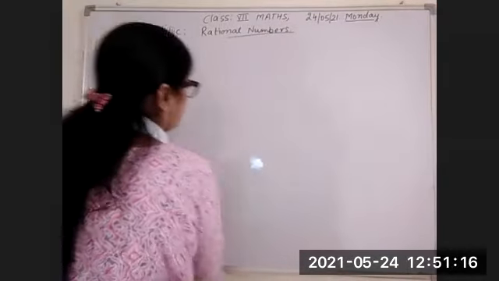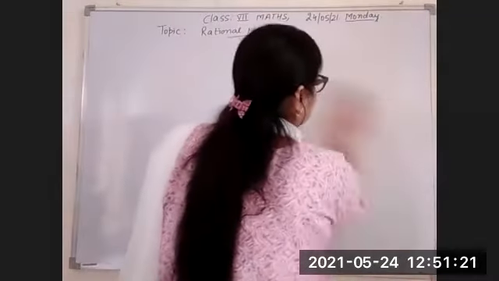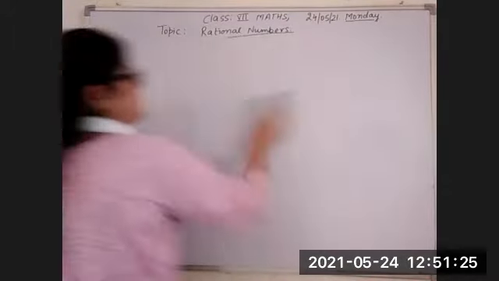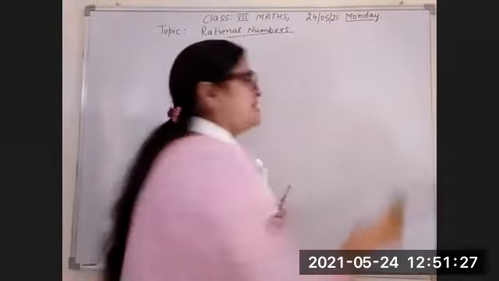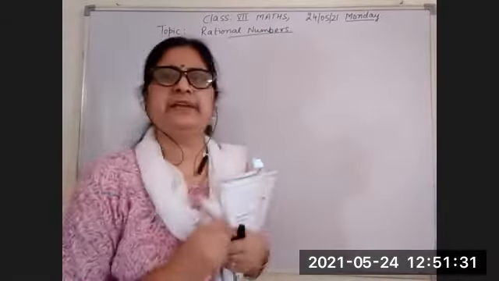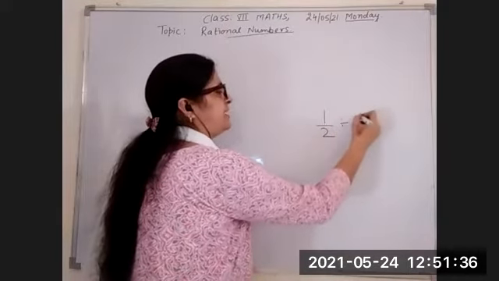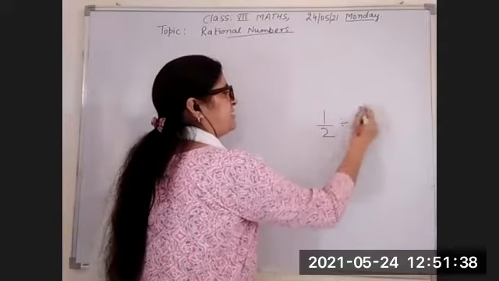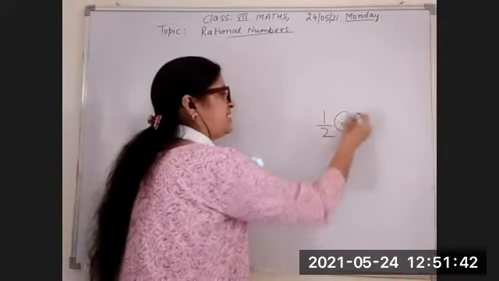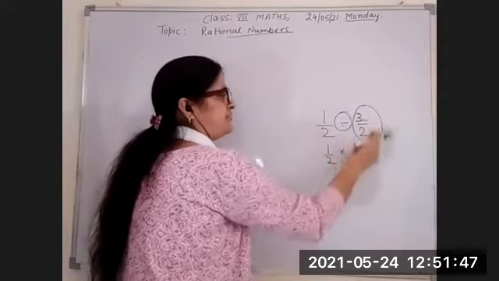In the last chapter, I already told you how to divide the fraction. Same is here, how to divide the rational number. Before division of the rational number, you have to first convert division into multiply. For example, I am writing here 1 by 2 divided by 3 by 2. How will you divide? First, you have to convert divide into multiply and take the reciprocal of this number.